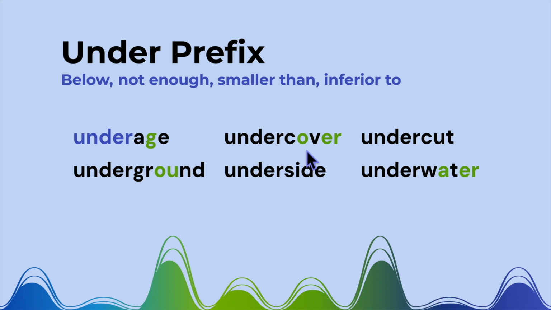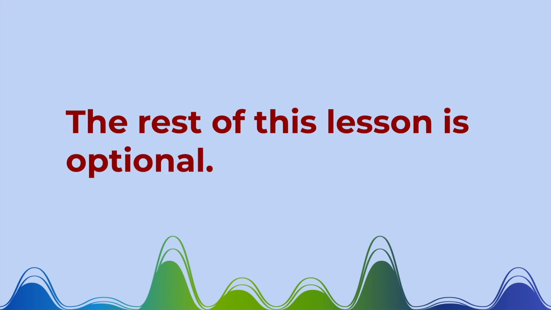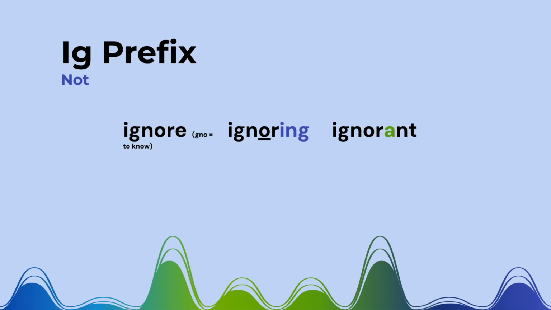This O is going to schwa and sound like a short U. So we have undercover, undercut, underground, underside. This A is going to have its broad A sound of ah, underwater. So underwater would be below the water. The rest of this lesson is optional, especially for younger students.